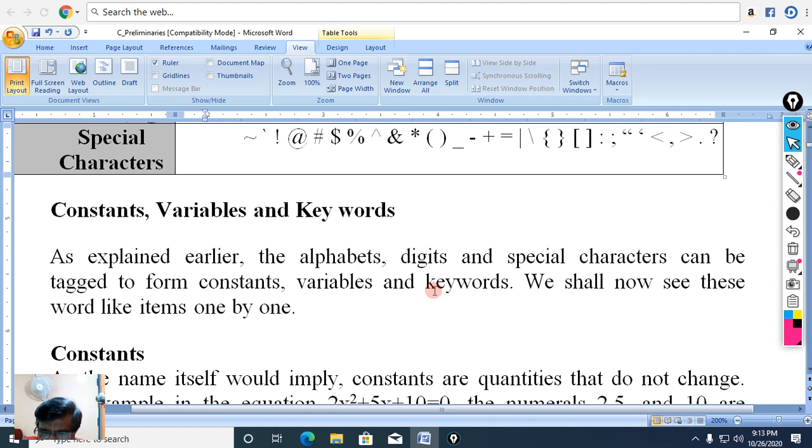C also has word-like items, and they could surface in the program as constants, variables, and keywords. The alphabets, digits and special characters can be grouped to form constants, to form variables, and to form keywords. Anyway, in the construction of keywords, variables and constants, the alphabets are drawn from the character set of C.